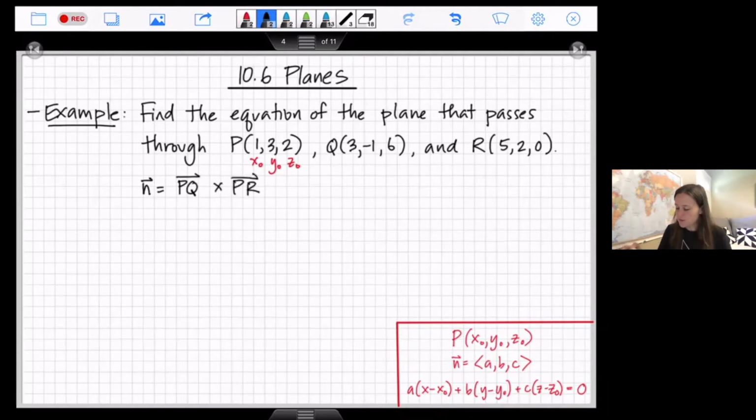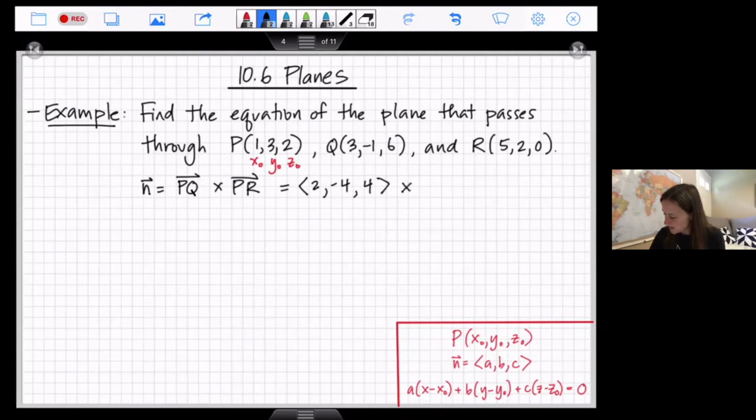And like I said, if you decide to use QR, you're still going to get a normal vector to the plane, and that'll be fine. All right, so let's find PQ. So PQ, I have to subtract Q minus P. So 3 minus 1, Q minus P, negative 1 minus 3, and Q minus P, 6 minus 2.